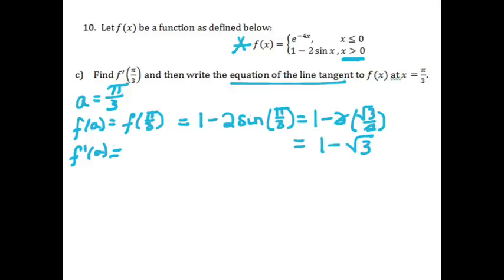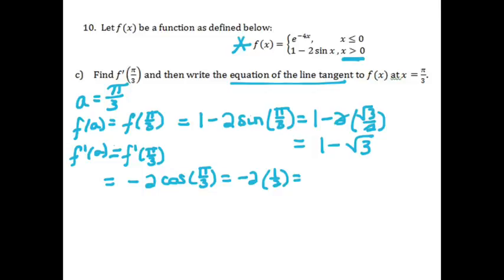Now all I need is the f prime of a value. So I need to find f prime at pi over 3. And to find that, I'm going to substitute into the derivative function, which we found in part B. Pi over 3 is still in the x greater than 0 piece, so I'm going to substitute into that piece of our derivative, negative 2 times cosine of pi over 3. And this is equal to negative 2 times 1/2, which of course is negative 1.